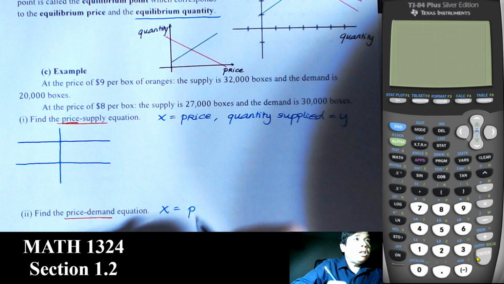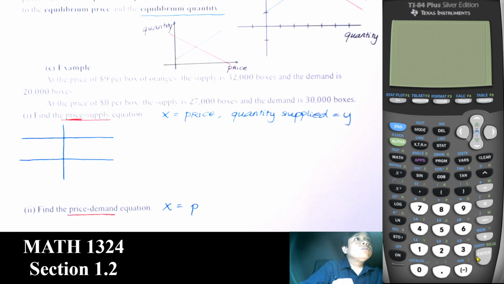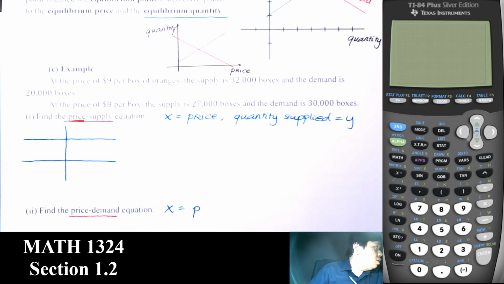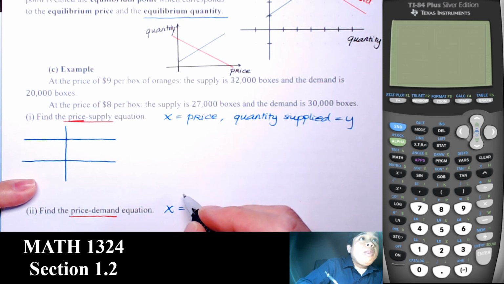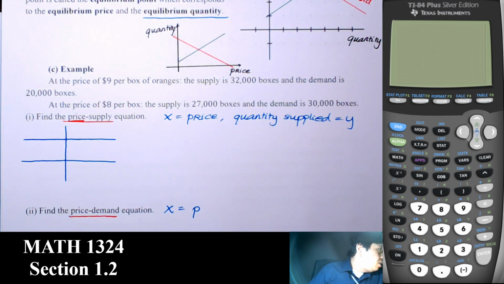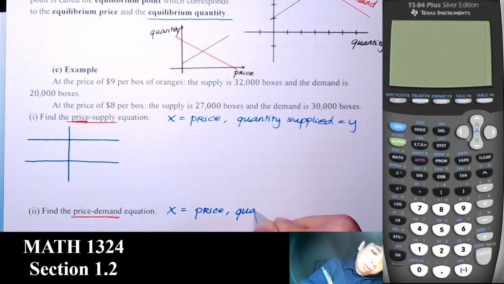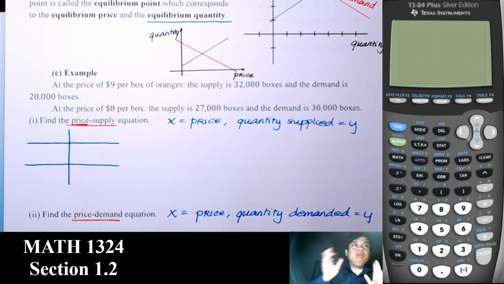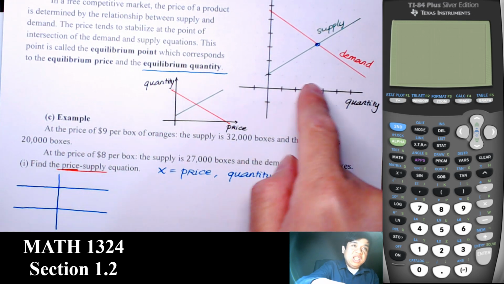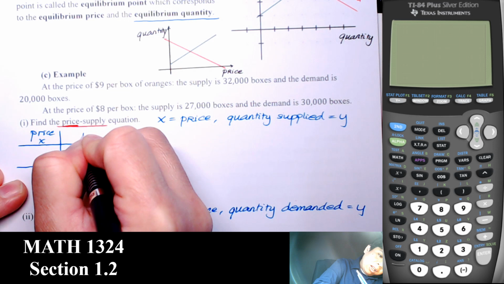Sorry, I need to change the line so it's easy to see. Right, I think that's much better now. X is the price, quantity demanded is Y. So for price and demand, the price is X in this case. Of course, you can choose either one of these when it's linear. Right, so let's say the price is X and here the supply is Y.